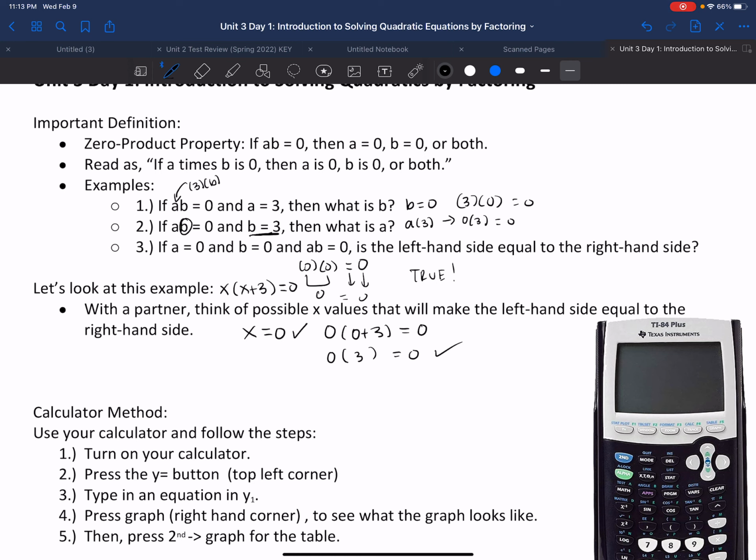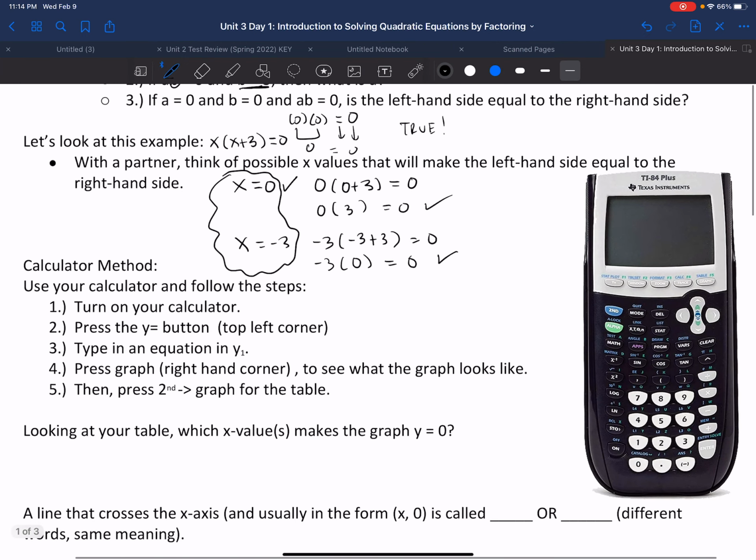Okay, what else can I do? Well, what about x is equal to negative 3? Let's plug it in. So I have negative 3 times the quantity negative 3 plus 3, which is equal to 0. Negative 3 times, let's see, negative 3 plus 3 over here is 0. And I'm rewriting the right-hand side. Does the left-hand side equal the right-hand side? Yes, it does. So these are my answers. Okay?